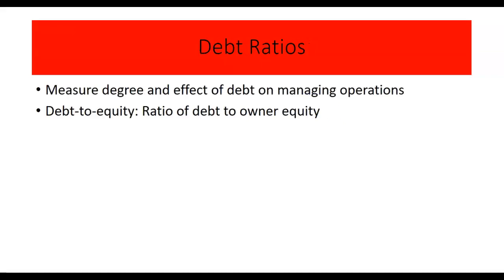Then debt ratios. We're looking at what we refer to as debt to equity, and that means how much debt do we have versus equity. Again, some people are more comfortable with debt than others. If you've got an unfavorable debt to equity, if you owe more than your company is worth, you're not in a good spot.